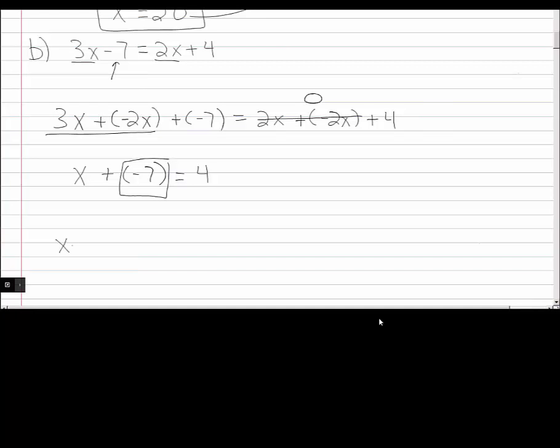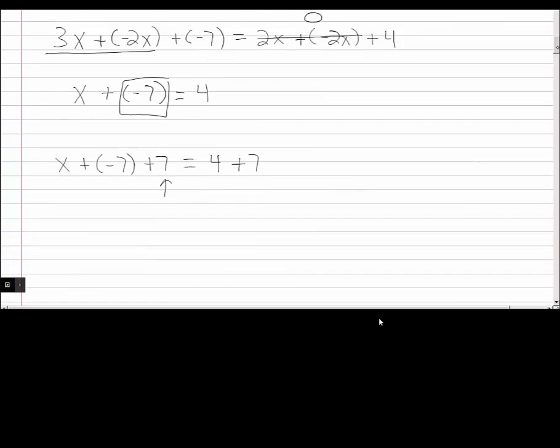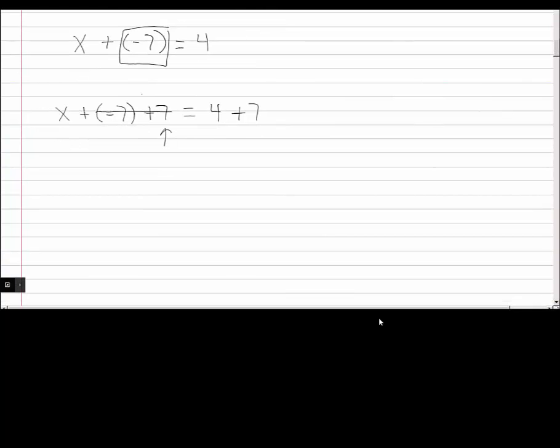So we'll have x plus negative 7 plus 7, right? Negative 7 and 7 are opposites. And now because I added 7 to the left side of the equation, I want to also add 7 to the right side of the equation. So I'll have 4 plus 7. Now when I simplify this, negative 7 plus 7 is 0. So now the left side is just x, right? And that's exactly what I want. And then on the right side, I have 4 plus 7, and that's equal to 11. So now I have my solution, and that's x equals 11.